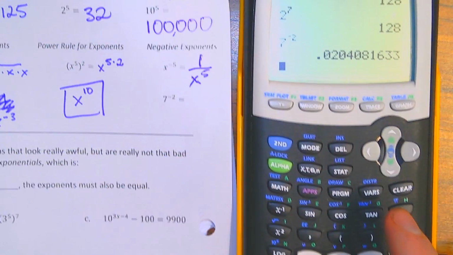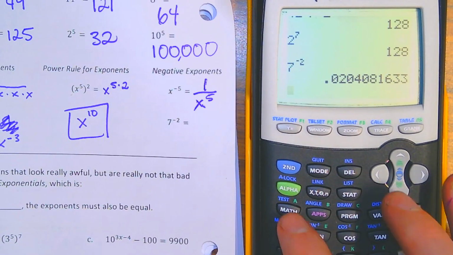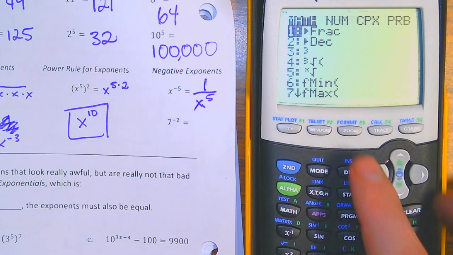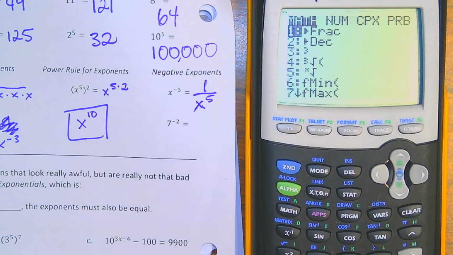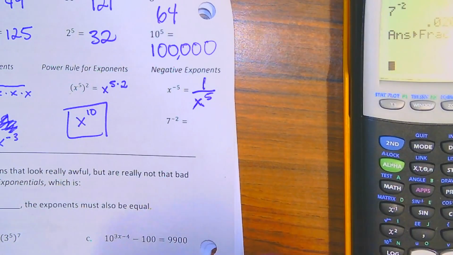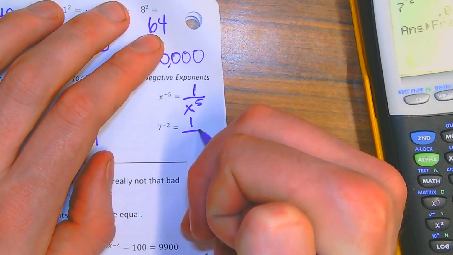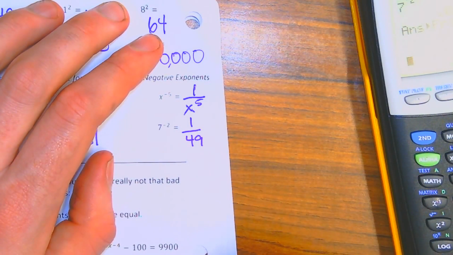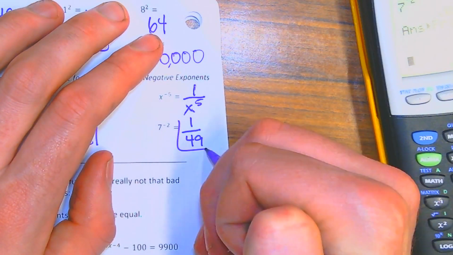Now it's going to give you a decimal. Remember, we're not supposed to get decimals here. So I want you to press the math button, and that very first one where it says fraction. Press enter, and look what I get. 1 over 49. And that's your answer. Okay?